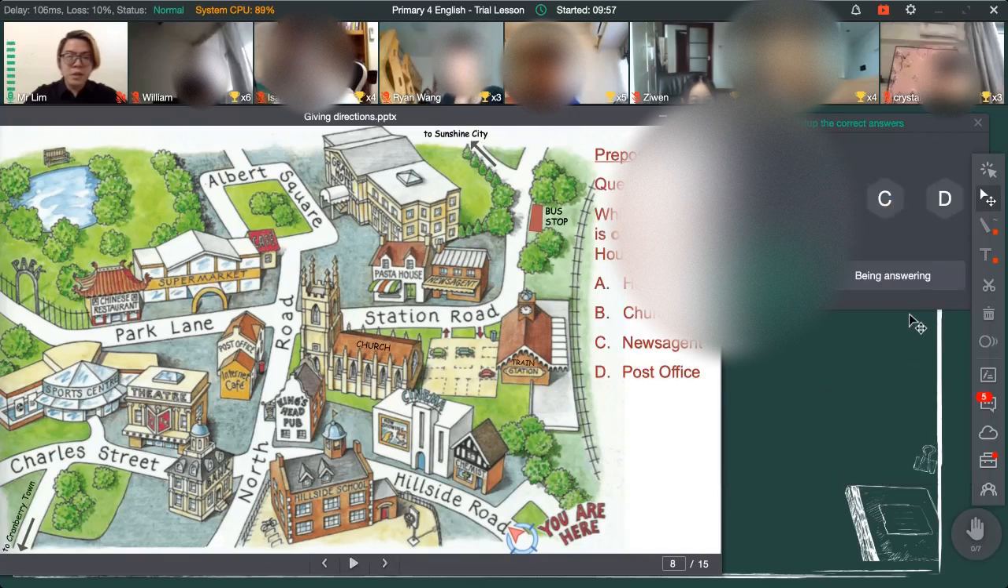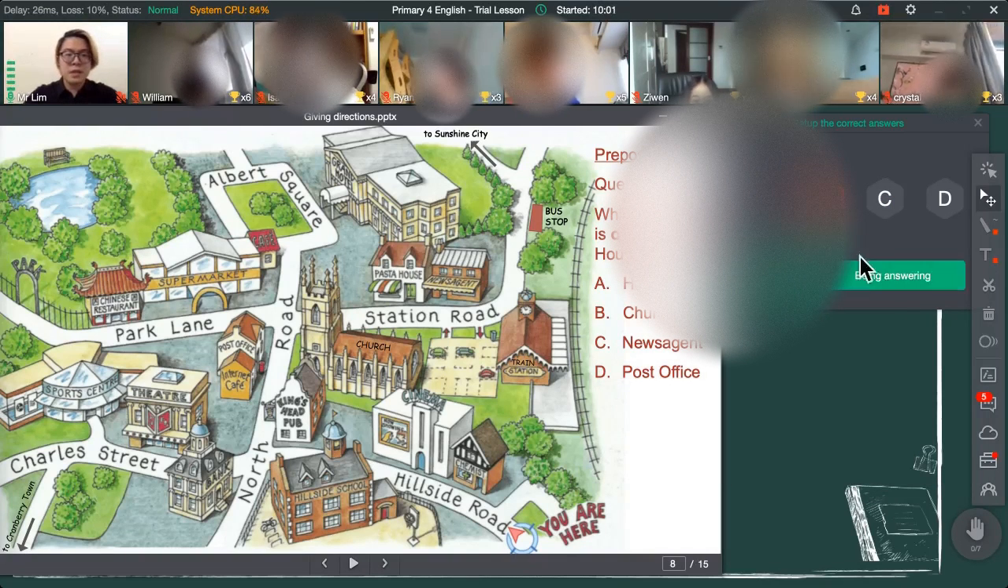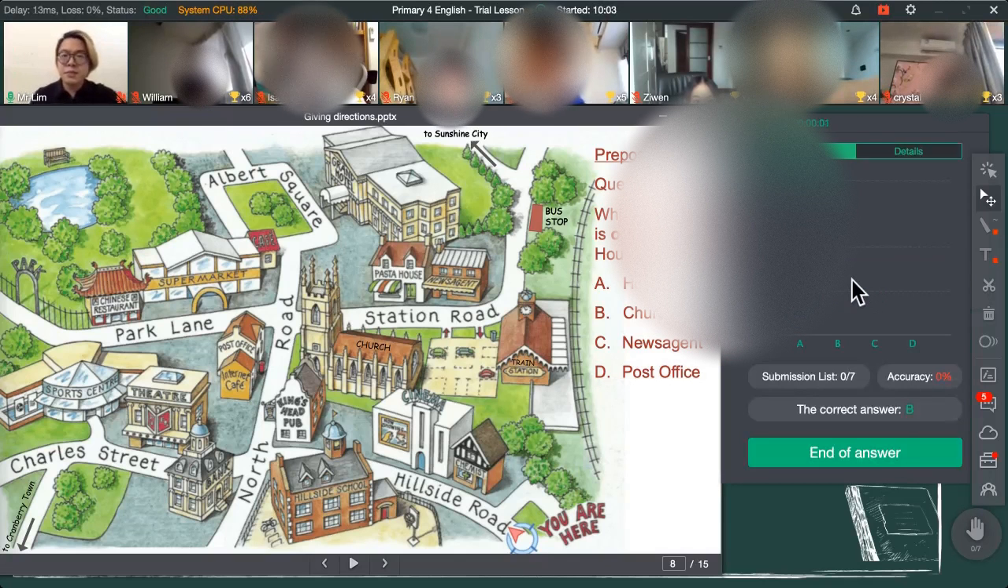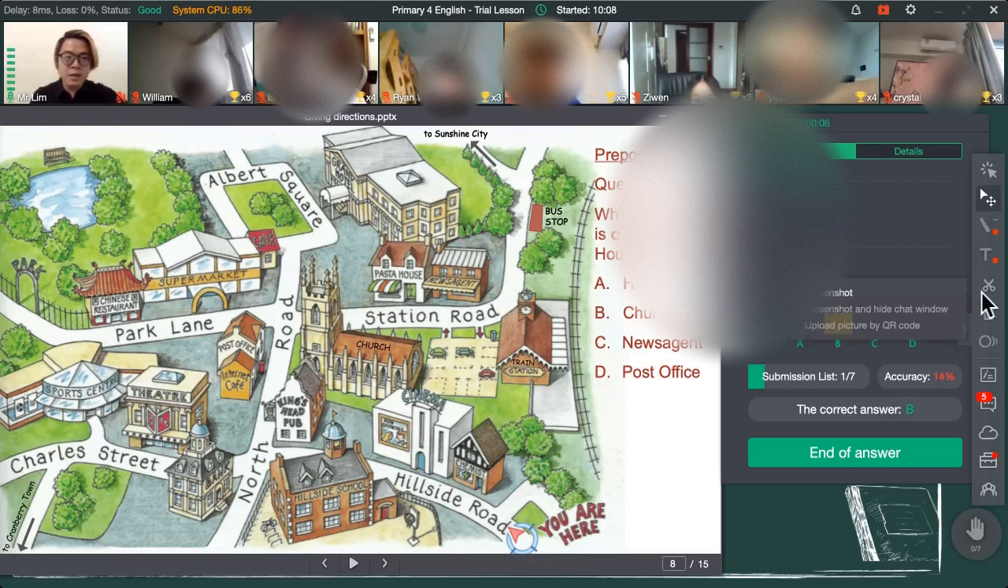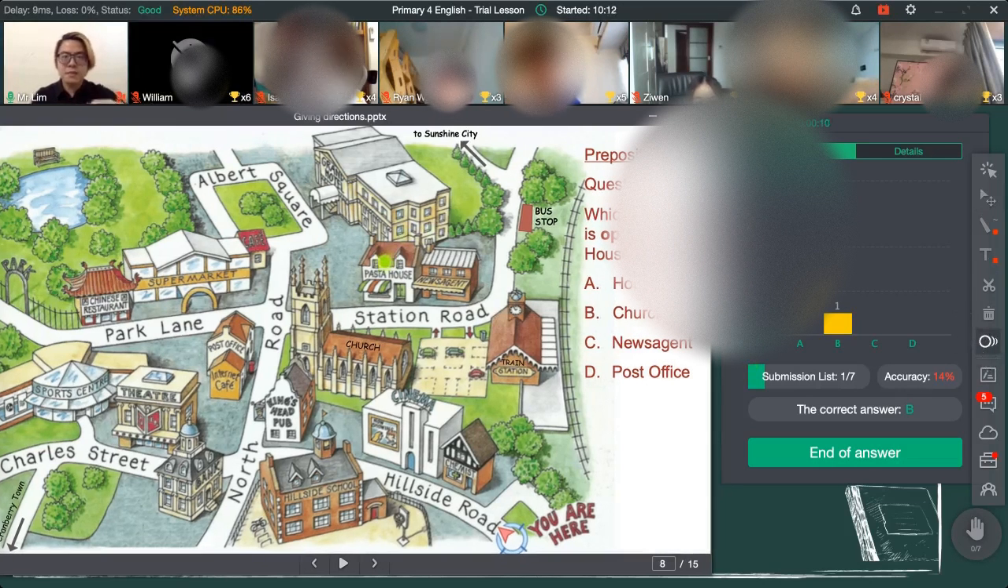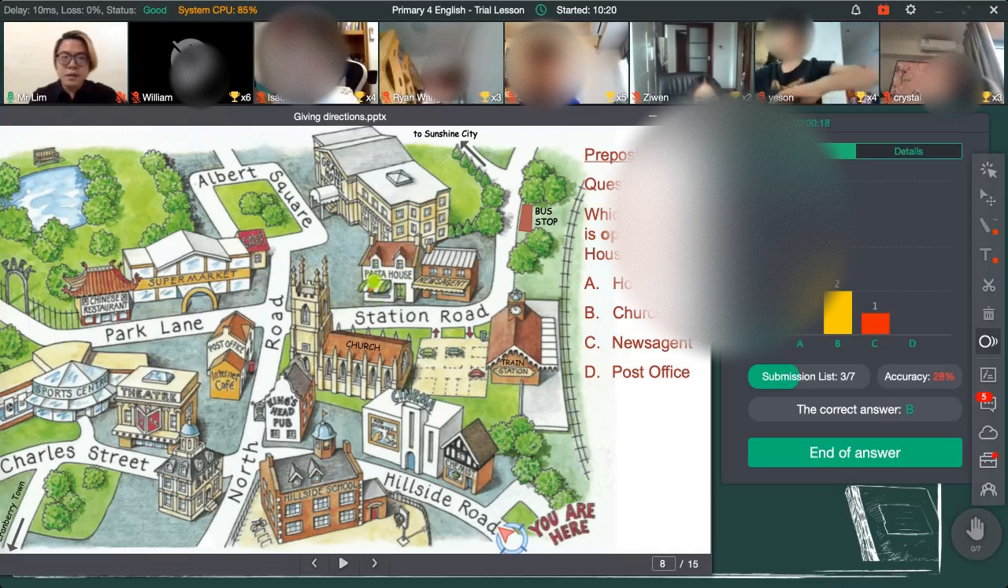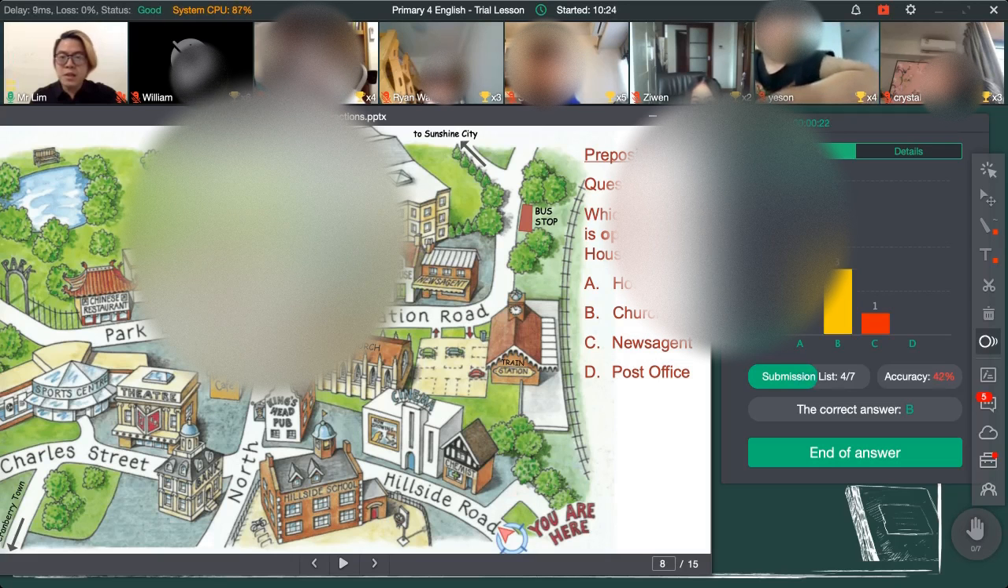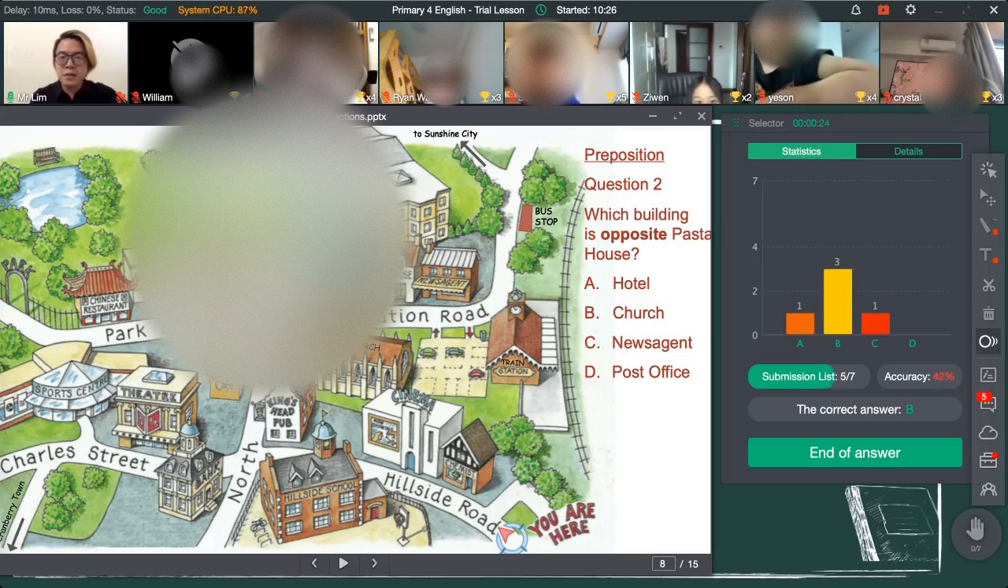Next question. Okay, which building is opposite Pasta House? You can begin answering right now. The Pasta House is here. All right, meanwhile, please get familiar with this map because we are going to give directions according to this map later on.